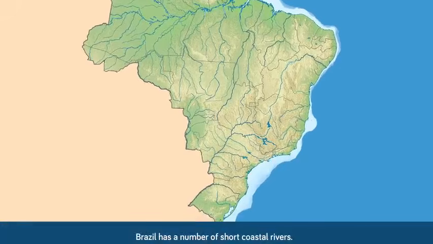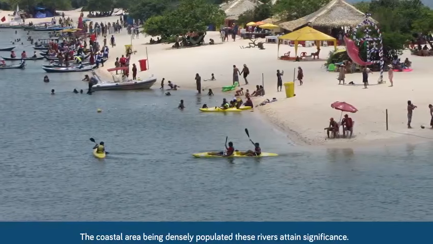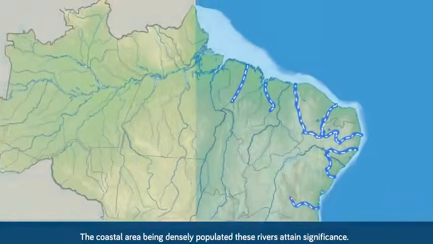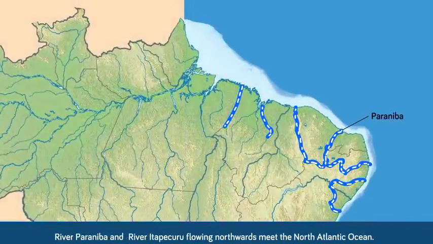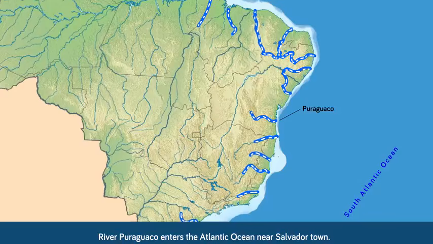Coastal rivers. 1. Brazil has a number of short coastal rivers. 2. The coastal area being densely populated, these rivers attain significance. 3. River Paraiba and River Itapecuru, flowing northwards, meet the North Atlantic Ocean. 4. The rivers that enter South Atlantic Ocean collect their headwaters along the escarpment. 5. River Paraguacu enters the Atlantic Ocean near Salvador town.